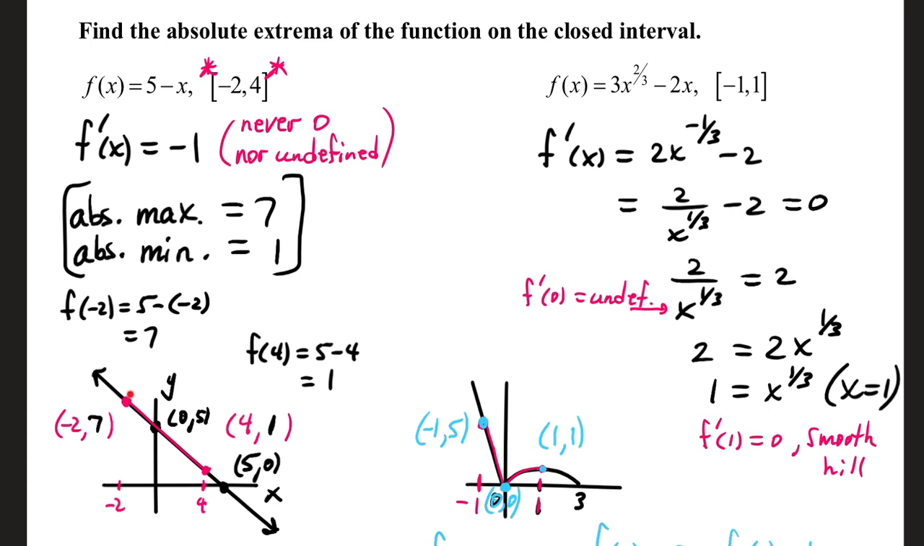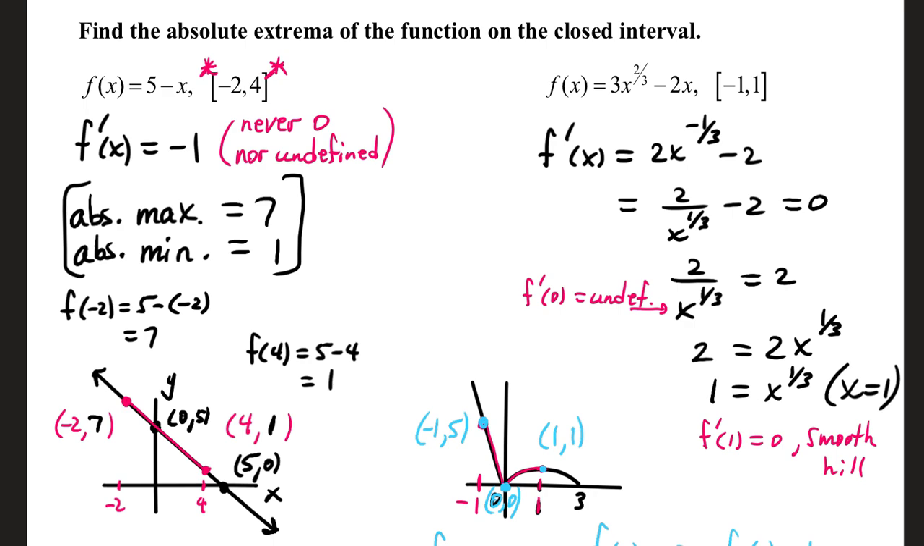The largest y value on our highlighted portion of the graph was 7. That's our absolute maximum. At 4, our function value is 1. That's the absolute minimum on this red interval from -2 to 4.